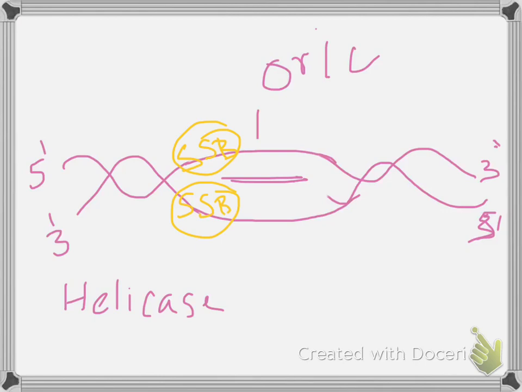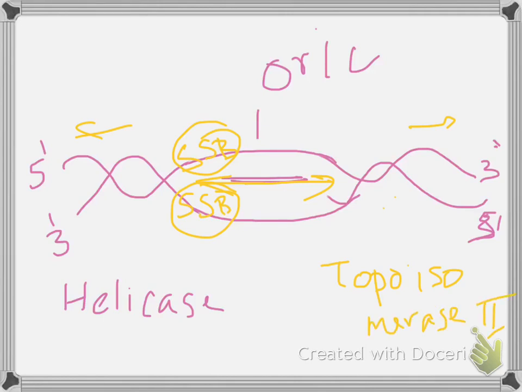Then we require a primer. Before that, when the helicase moves in this direction or in this direction, a stress is formed in both directions. Stress is formed here and here. So to relax the stress, topoisomerase 1 and topoisomerase 2 act on these stresses.